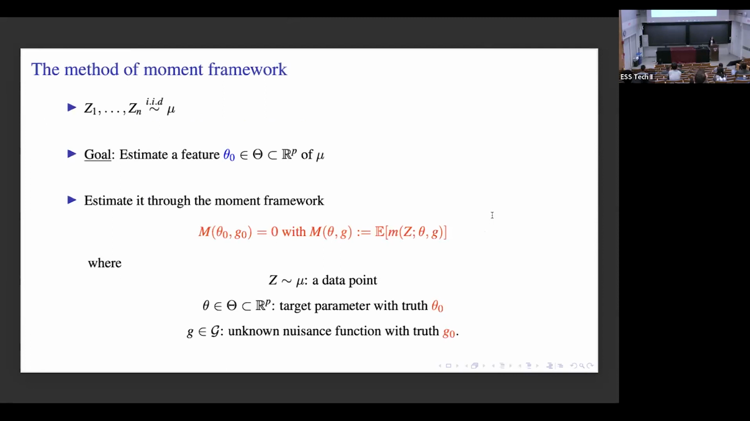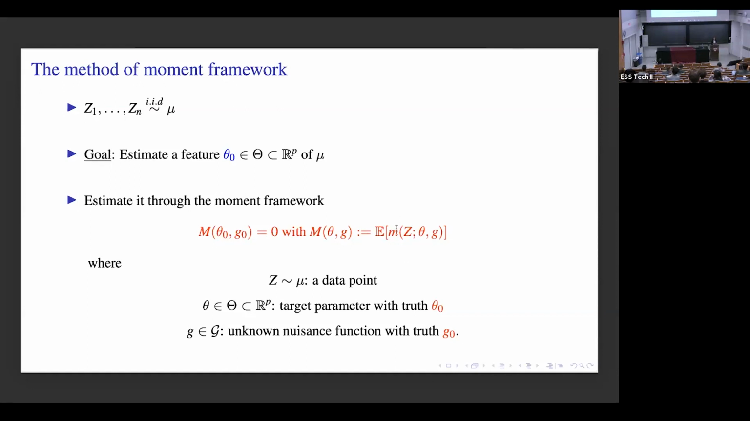Just to fix the setting, I'm going to take Z1 to Zn, once again, to be a sequence of IID random variables drawn from a certain distribution mu. And our goal here is going to be to estimate a certain parametric feature, theta zero, of your distribution. This parametric feature is characterized by the fact that it is a solution to a certain equation. Now, the difficulty is that this equation also depends on some unknown nuisance parameter that might be high dimensional or even infinite dimensional. And we want to use the fact that theta zero is a solution to this equation to inform our choice of estimator.